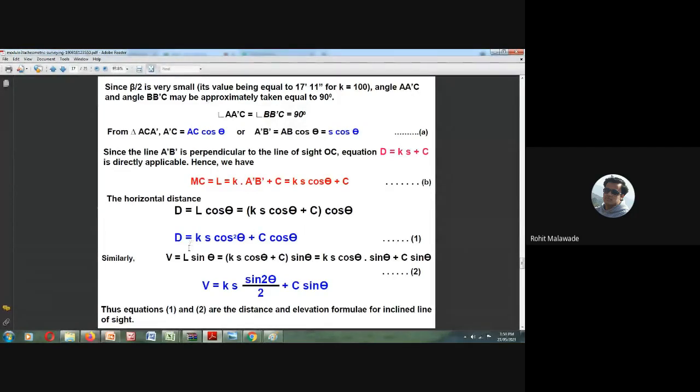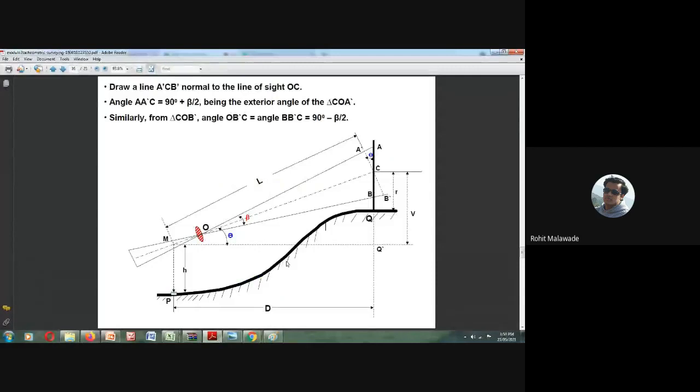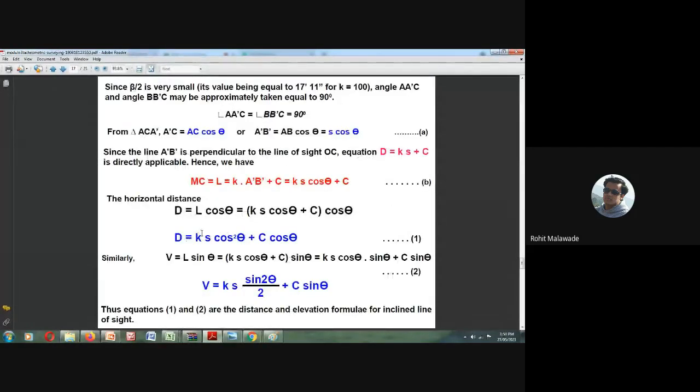So distance, in case of your inclined line of sight, we are going to use the formula.